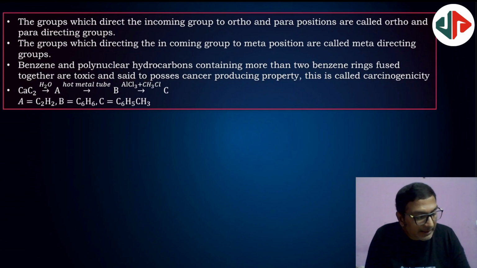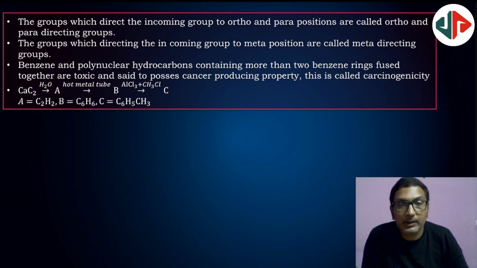Next, this reaction is very important. CaC2 on hydrolysis will give first acetylene, which when passed through a hot metal tube undergoes cyclic polymerization to form benzene. Next, benzene on treatment with alkyl halide in the presence of AlCl3 gives toluene. Very important example. So this is the synopsis of general organic chemistry. Next we will discuss questions one by one.